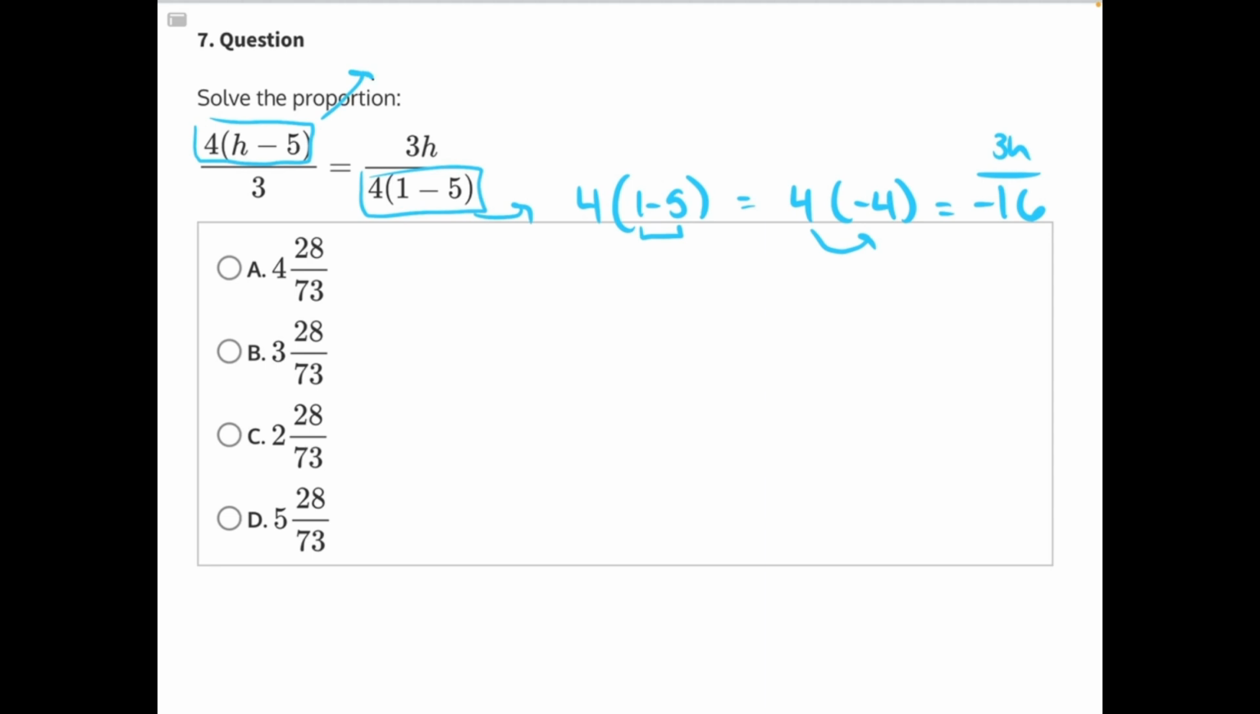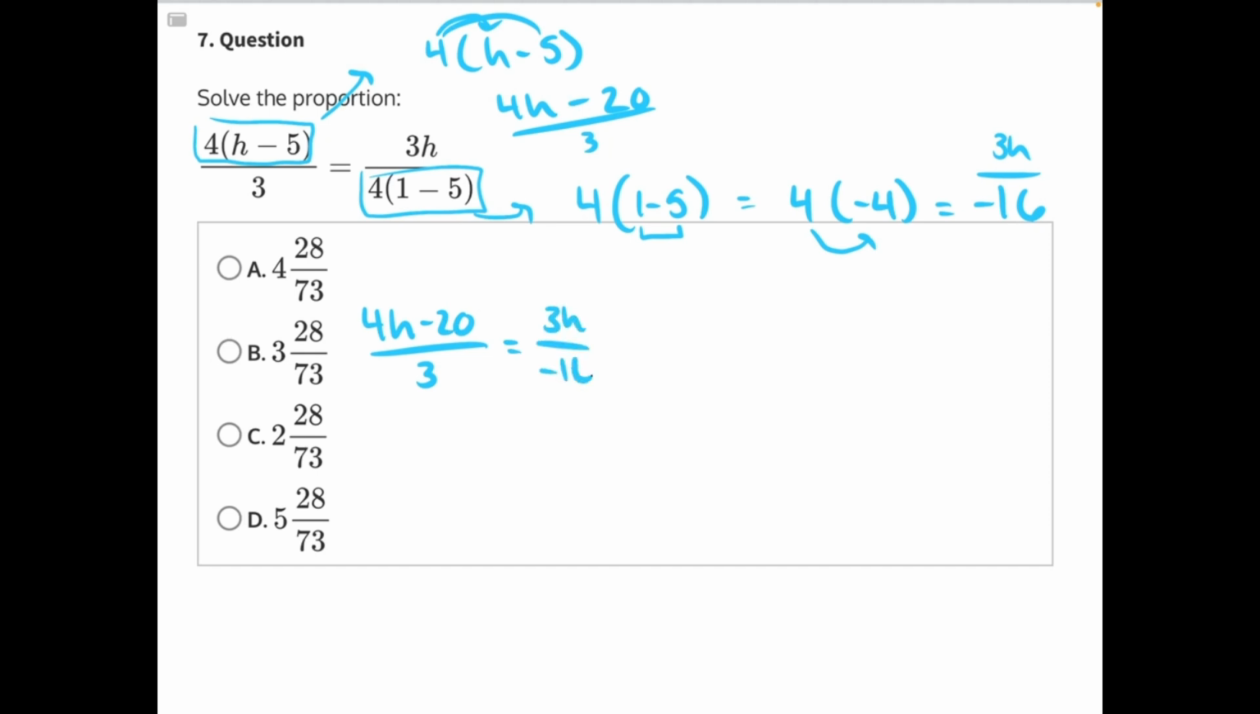For the numerator, we can go ahead and do that distributive property. 4 times h would give us 4h, and then 4 times negative 5 would give us a negative 20 over 3. So now our proportion looks like this: 4h minus 20 over 3 equals 3h over negative 16. And now we can cross multiply.